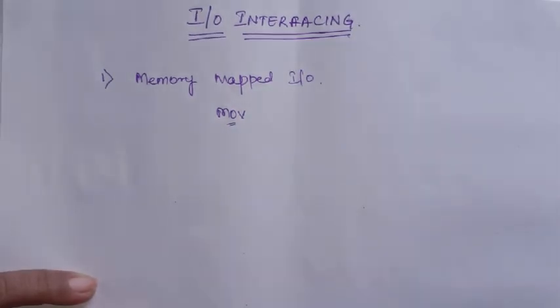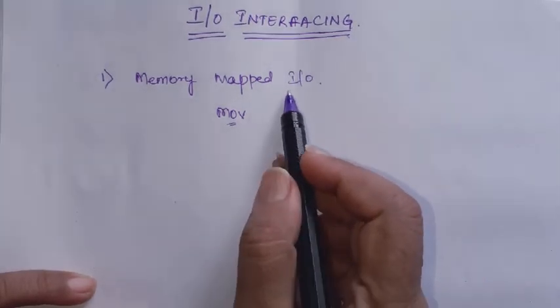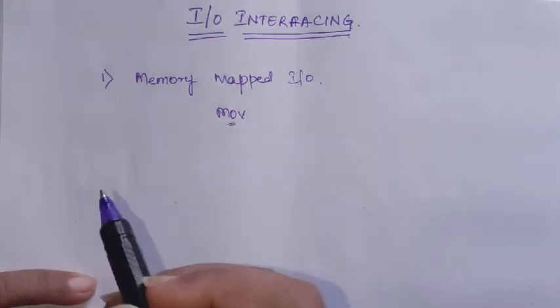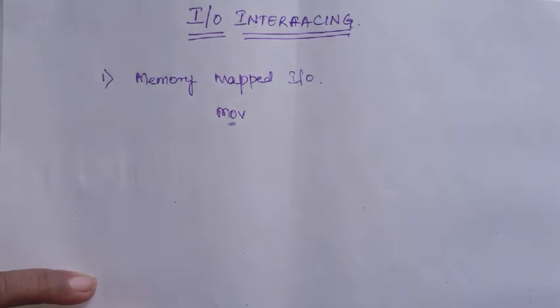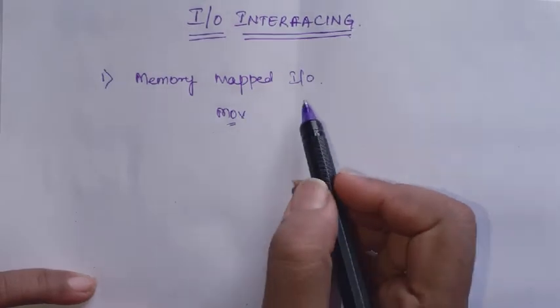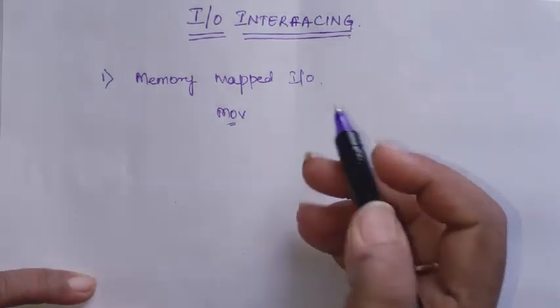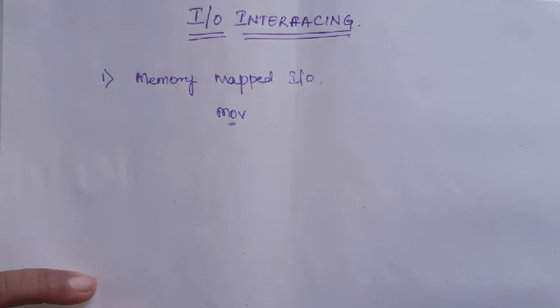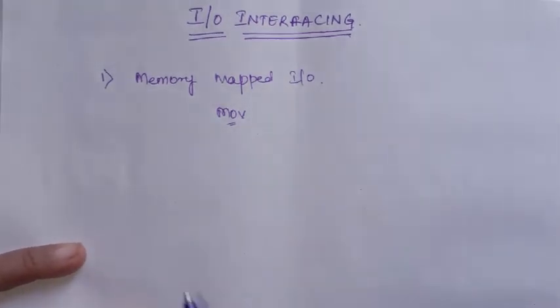So what is the disadvantage of this kind of memory mapped I/O? Some addresses you need to reserve for input output devices, isn't it? Because when some input output devices are connected, that many addresses are to be reserved for I/O devices, which cannot be used for memory. So there will be a shortage of some amount of memory space. That is the disadvantage of memory mapped I/O.